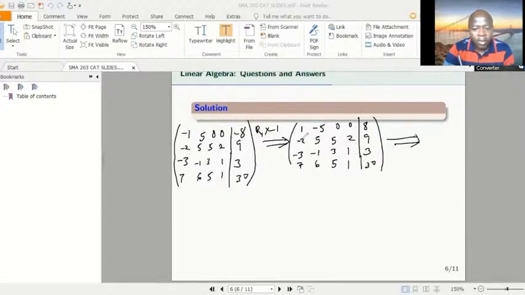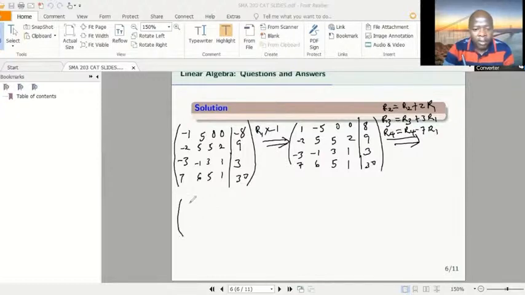Now we want to use this to create a 0 here, a 0 here, and another 0 there. So to create a 0 in the second row, the new row 2 will be achieved by taking the current row 2 plus 2 row 1. Then to get the new row 3, I'll take the current row 3 plus 3 row 1. And to get row 4, I'll take the current row 4 minus 7 row 1. So you know how to do this. So let's just see what we then get.